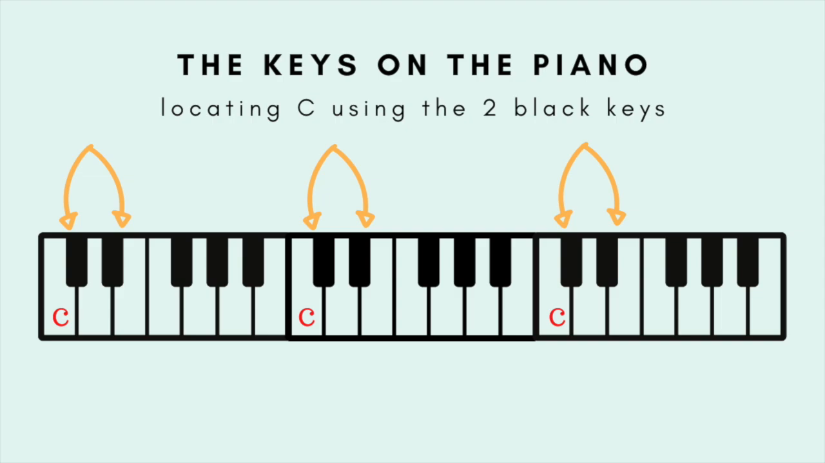So when we locate C, we use the set of 2 black keys on the piano to find C. You'll find the 2 black keys and you'll go directly to the white key to the left. And there goes your C.